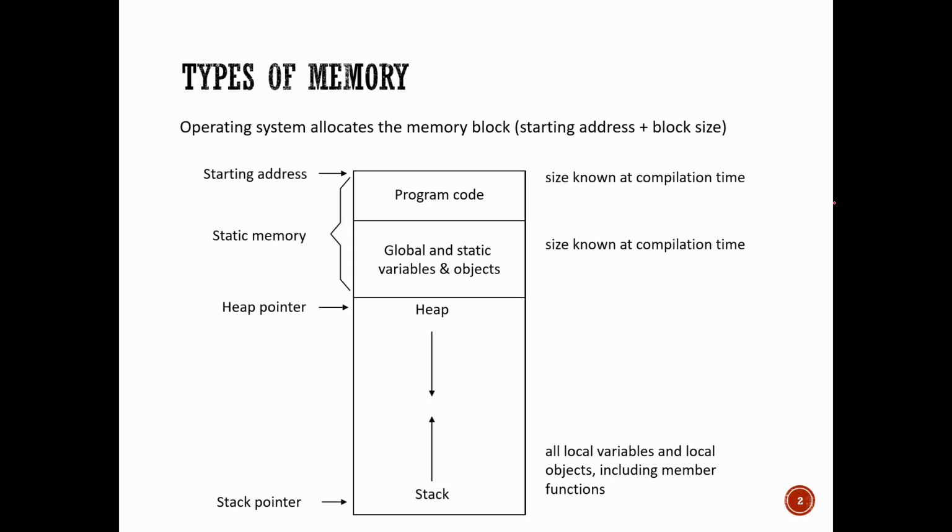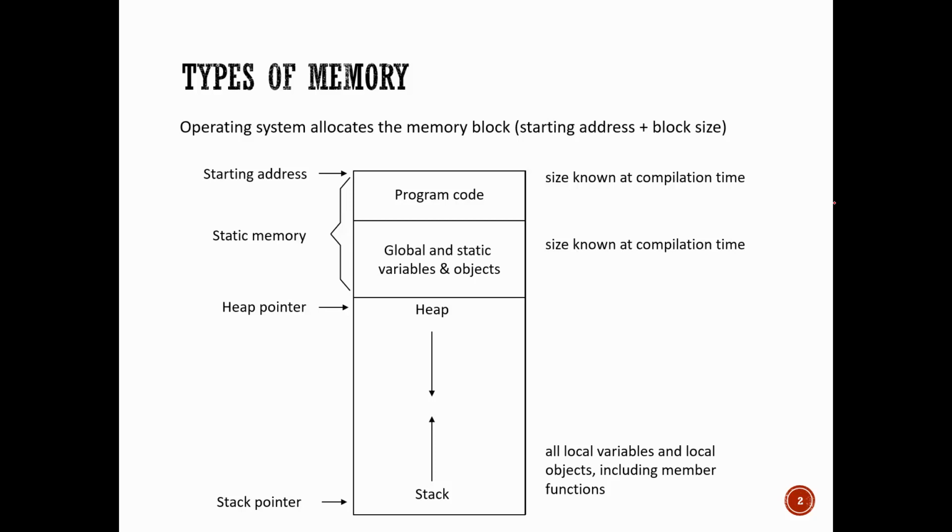So memory in C is divided basically into three types. We have static memory, stack memory, and heap memory. Also up on the screen is something called program code. I'm not really going to count that as a type of memory though, because it's something we're not going to directly manipulate with our program.